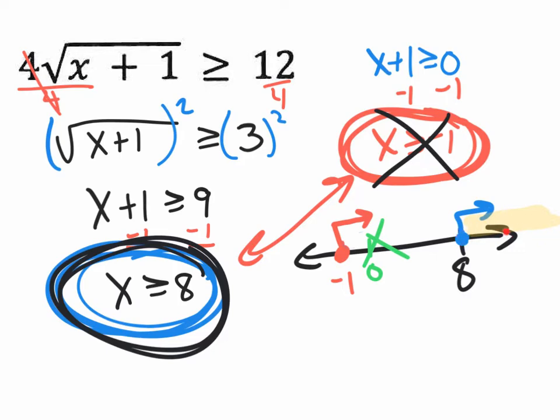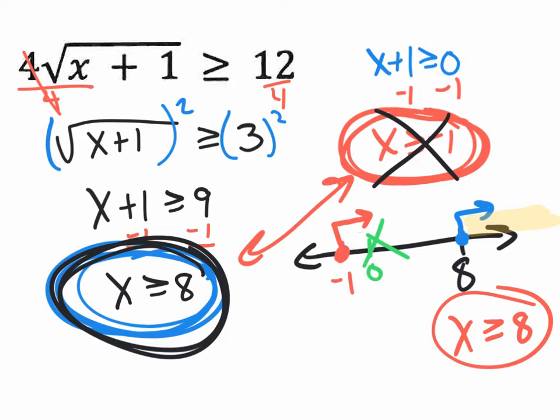If I plug in, let's say 15, which is obviously over here on the highlighted side, 15 plus 1 is 16. The square root of 16 is 4. 4 times 4 is 16. And that's definitely greater than or equal to 12. Any value over here will work. None of these values work if you were to test it. But again, with the sketch and with the arrows, we saw the overlap, and there's our answer, which is only the inequality x is greater than or equal to 8.